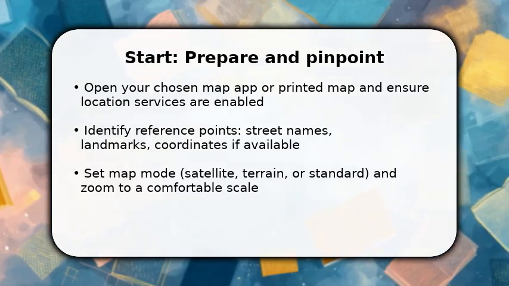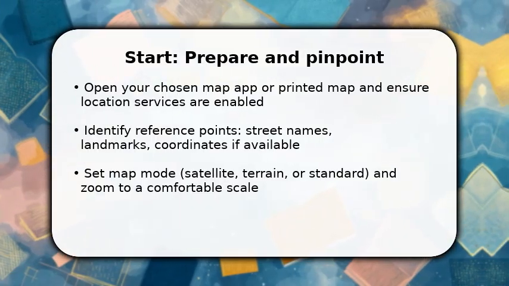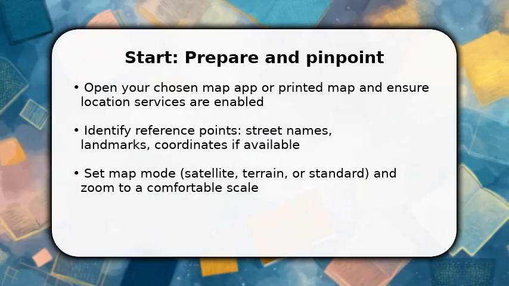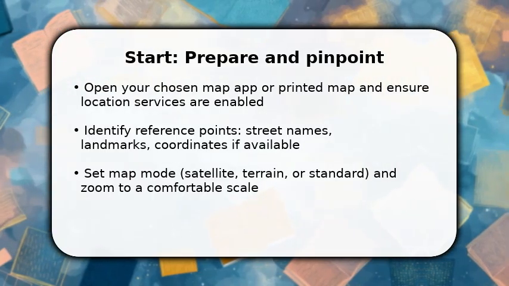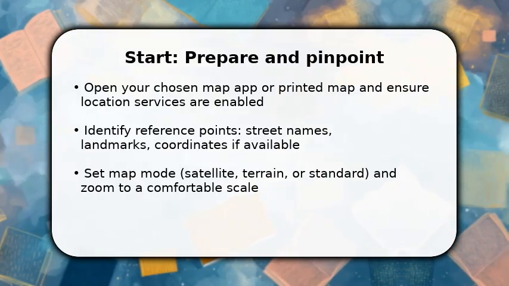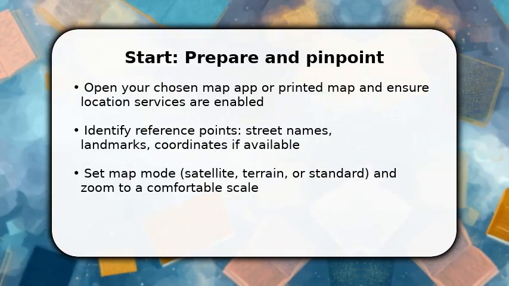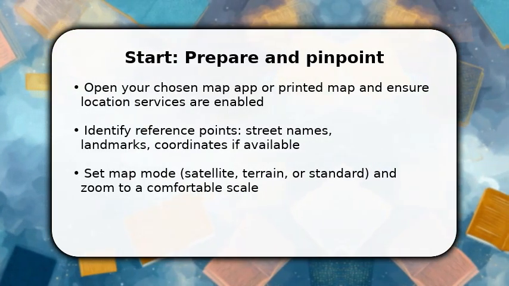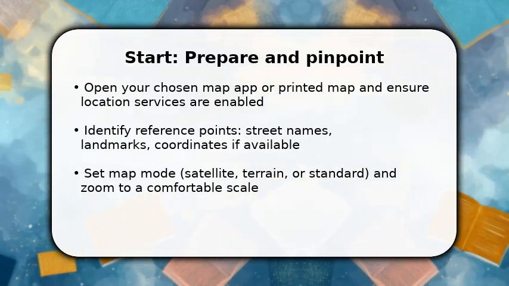You need two things right now, the map and a clear reference. Open the map app or lay out the paper map, then enable location services if using a device. Next, spot nearby landmarks or street names so you have anchors. If you have coordinates, jot them down. Choose the map mode and zoom level that shows enough detail for the area. This reduces guessing. Once done, align the map orientation with the real-world direction to make the first placement accurate.